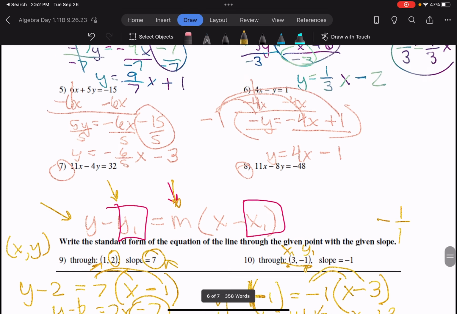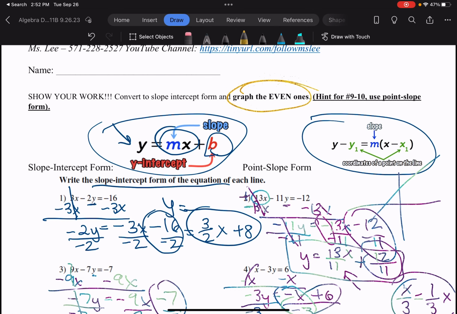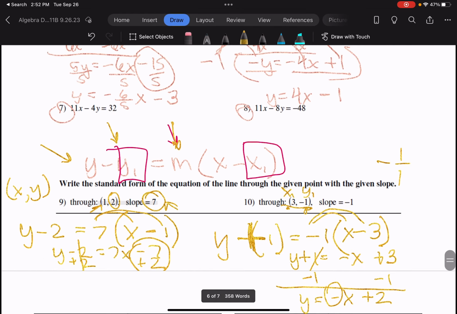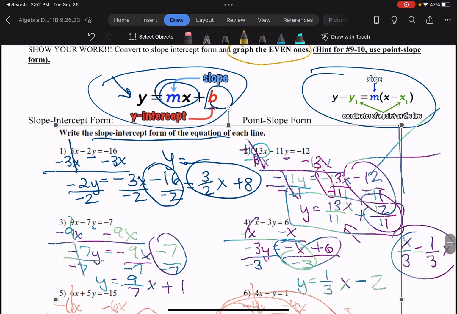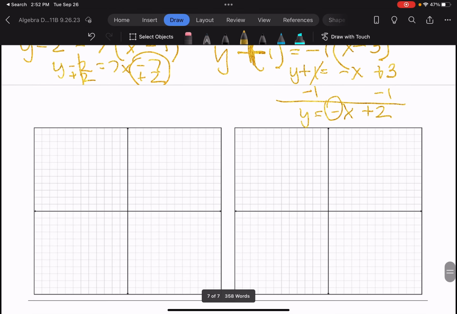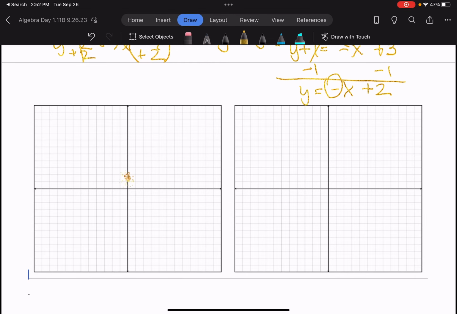All right. Now up above in your directions, it said graph the even ones. So on the next page, you have a set of 4 graphs. So we're going to go to number 2 first. And so number 2 is kind of a weird one. Remember that it has these fractions here. So we're just going to ballpark it, right? So we're starting with our y-intercept of 1 and 1/11. So our y-intercept is going to be like just above the 1 here.